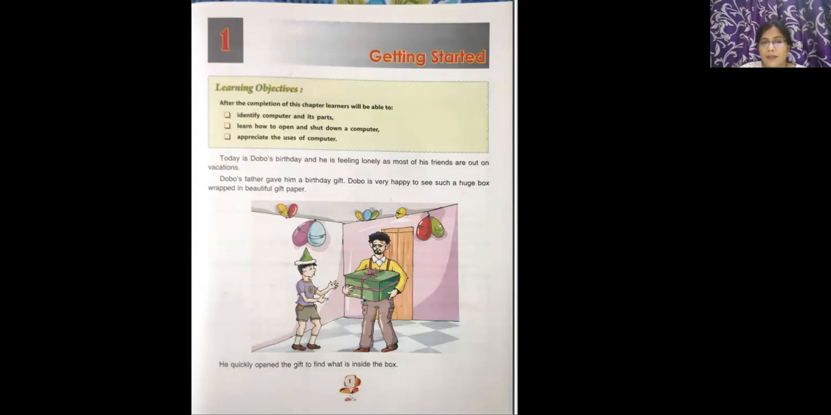So to cheer him up, Dobo's father gave him a birthday gift. And Dobo was very happy to see such a huge box. Can you see the huge box which is carried by his father? It was beautifully wrapped in gift paper. Dobo could not resist. He quickly opened the gift. And you know what? What did he find inside the box?